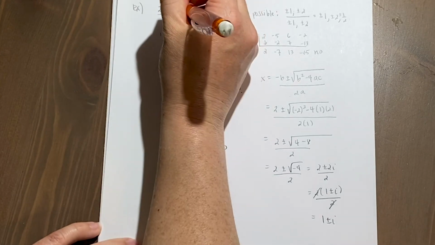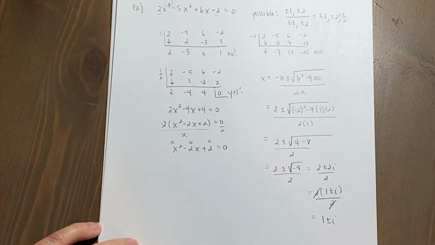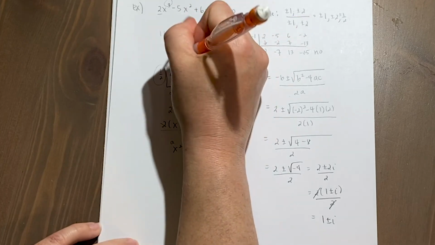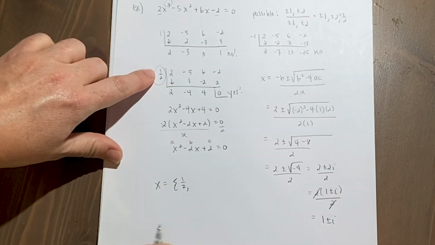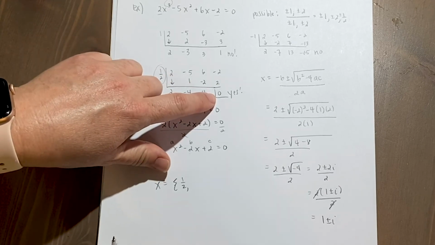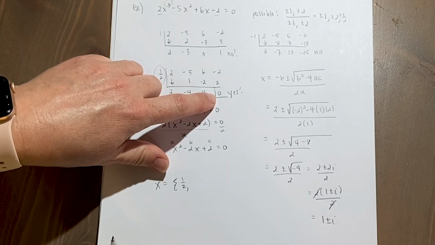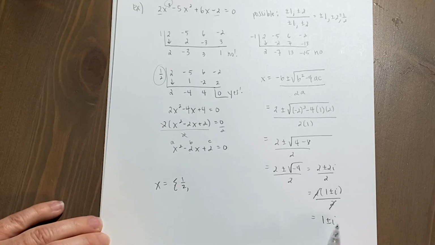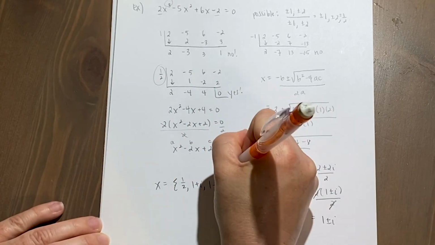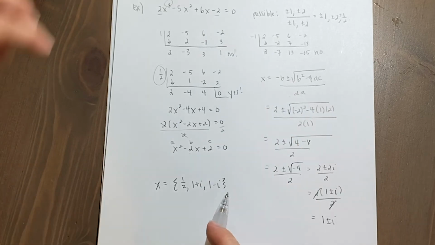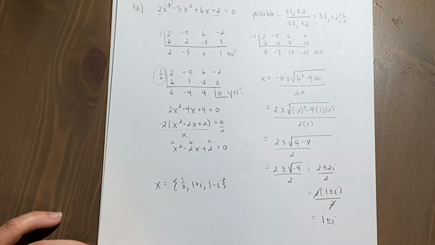So a cubic equation should have 3 answers. We have one answer here, positive 1/2. That was one of our roots because it gave us a 0 remainder. And then here are 2 answers, 1 plus i and 1 minus i. So 3 answers for a 3rd degree function: we have all of our roots.